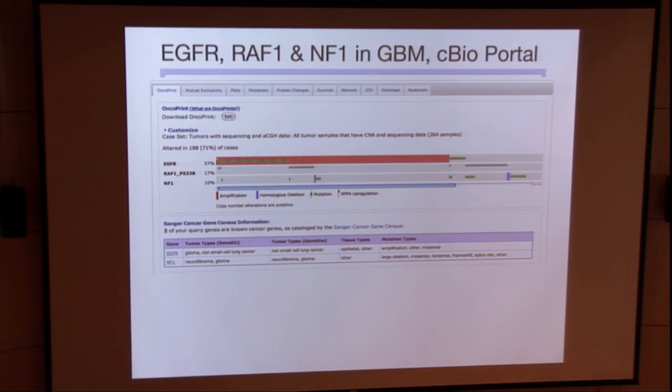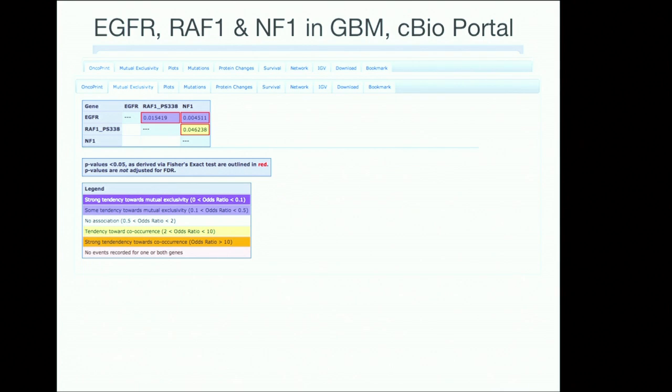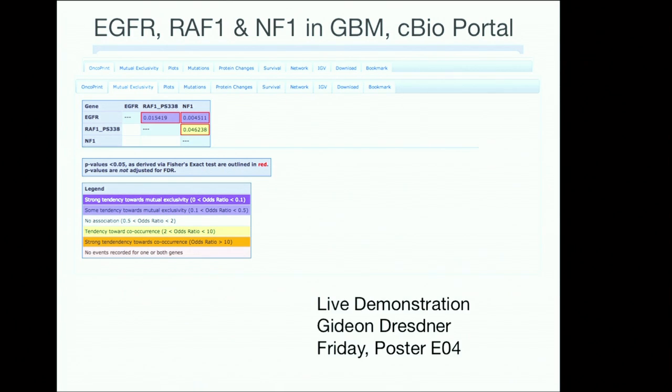And there is a co-occurrence between NF1 deletions and RAF1 upregulation, because NF1 is activating RAS, but since it's lost, it's a disinhibition. There are also tests that you can make here for mutual exclusivity, and in this case, we can see that there is some kind of mutual exclusivity between NF1 and EGFR. So basically, people can click all these different tabs, get network information, get survival information based on the query that you input. And Gideon, who's in the audience here, will give a live demonstration on his poster tomorrow.